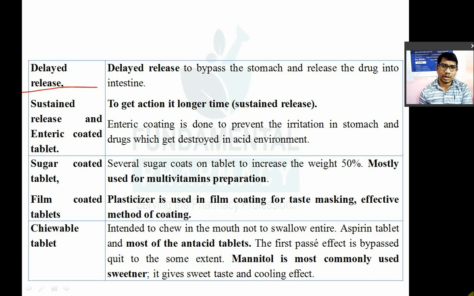Delayed release means to bypass the stomach and release drug into intestine. If drug is incompatible with the acid, if drug is broken down in acid, then that tablet is coated with some polymer, and that polymer is not soluble in the acid but in the basic environment. जब intestine में जाएगा तो वो रिलीज करेगा. Delayed release tablet, और इसको एंट्रिक कोटेड भी बोलते हैं. डिलेड रिलीज मतलब वो जल्दी रिलीज नहीं होगा. सस्टेन्ड रिलीज टैबलेट, सस्टेन्ड रिलीज एंड एंट्रिक कोटेड tablets.